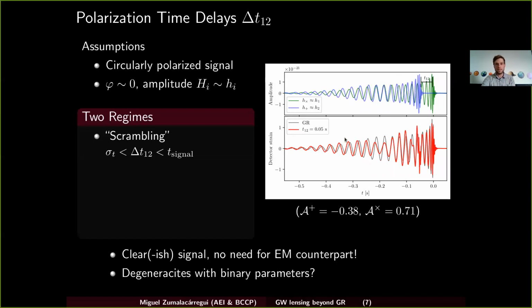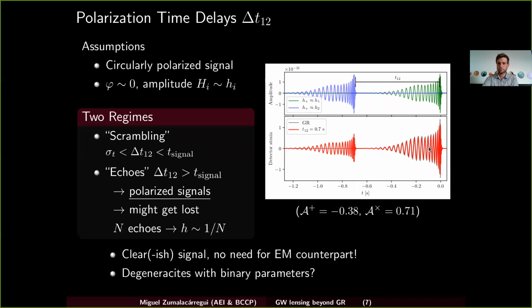If the time delay is 50 milliseconds, so significantly larger, then we have a more obvious effect on the waveform. There are features in the spiral and a very clear repeat of the merger part of the signal. We call this the scrambling regime. We think that this should be fairly easy to rule out with a given gravitational wave data, but we need to assess more carefully the degeneracies with binary parameters.